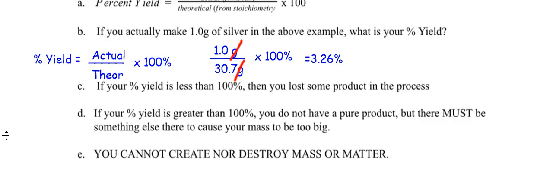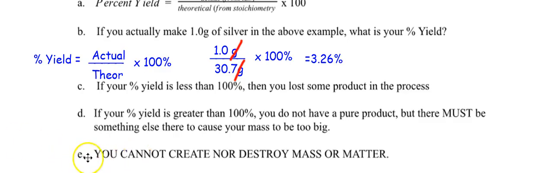So what if your percent yield is greater than 100%? You do not have a pure product. There must be something else causing your mass to be too big. The most common reason for a percent yield greater than 100% is that it was wet. A lot of these processes occur in a water solution, an aqueous solution, and if it is not dried enough, you're going to have a percent yield greater than 100%. I'm not saying that's the only way, it's just the most common way. There is something else, like water, mixed in your product.